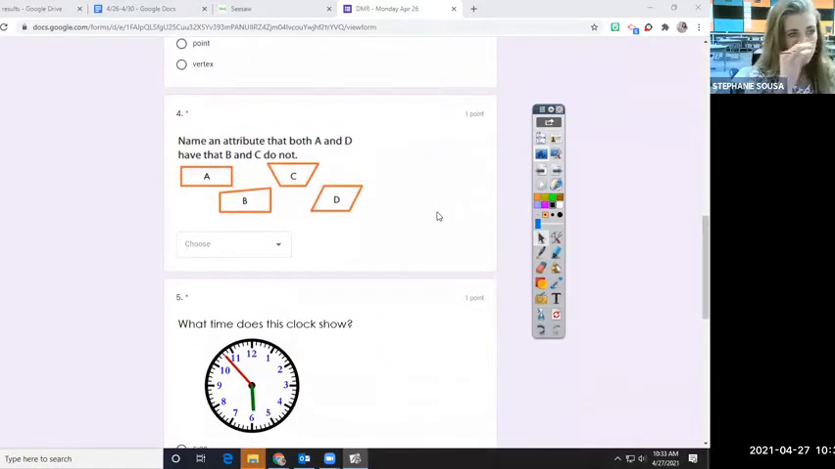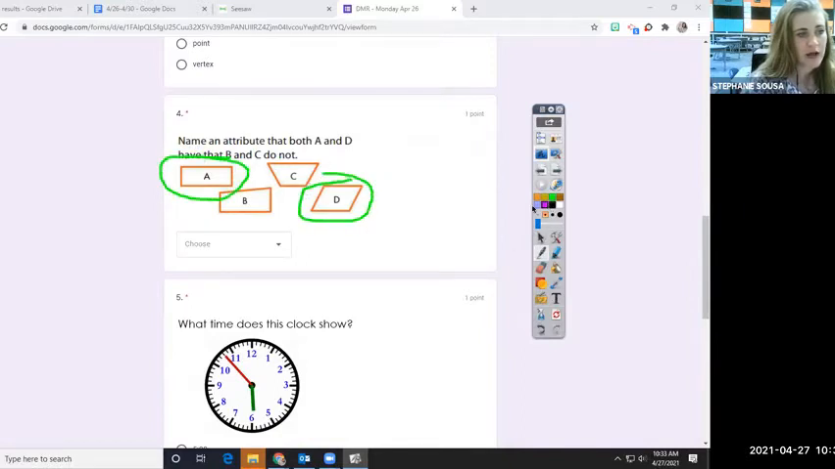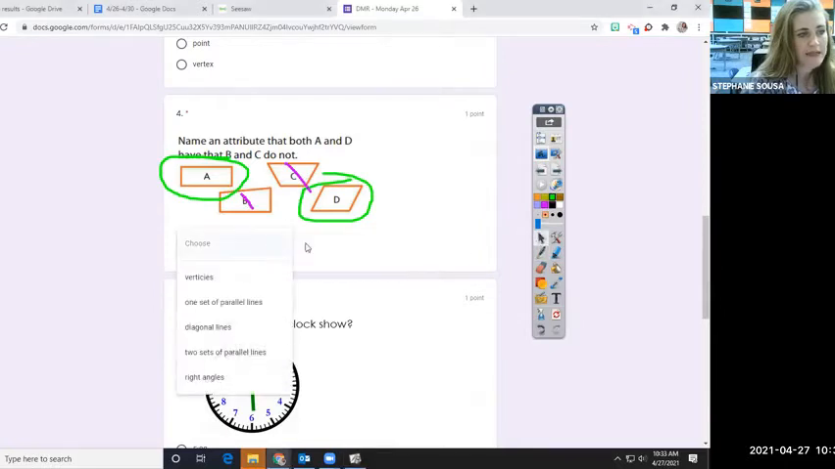Name an attribute that both A and D have that B and C do not. So we are looking at A and D. We are not looking at B and C. When I look at A and D, vertices. Yep, but so do B and C. They all have vertices or corners. One set of parallel lines. Nope, A and D have 2 sets.